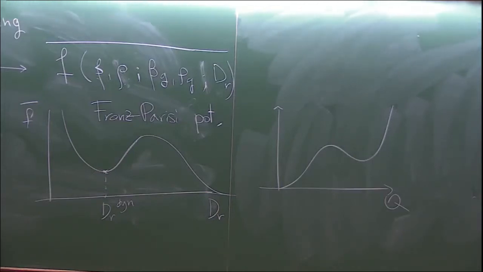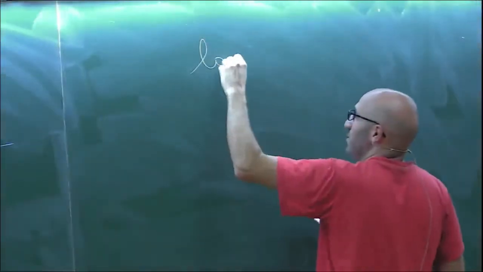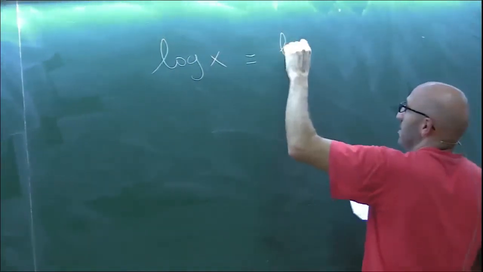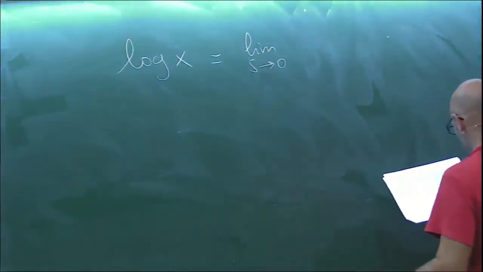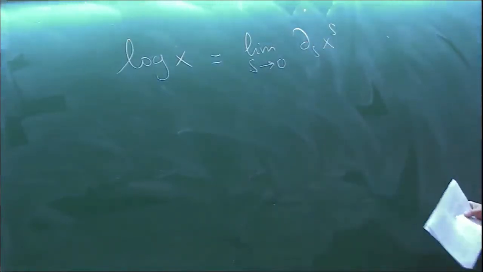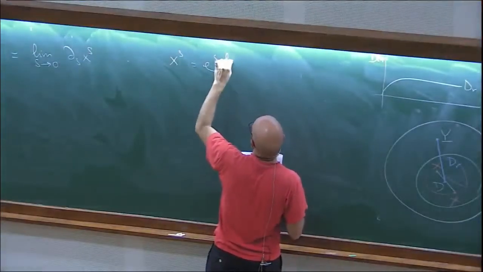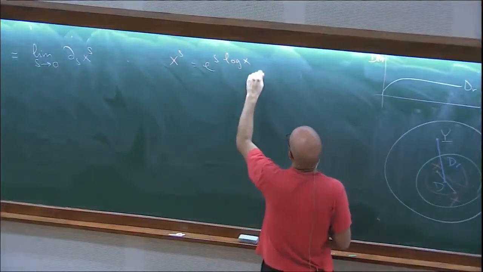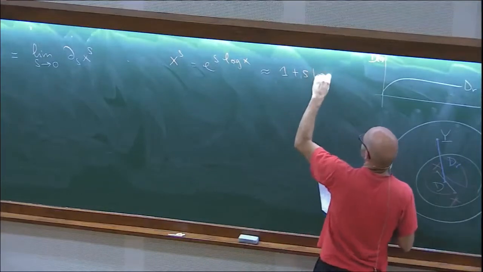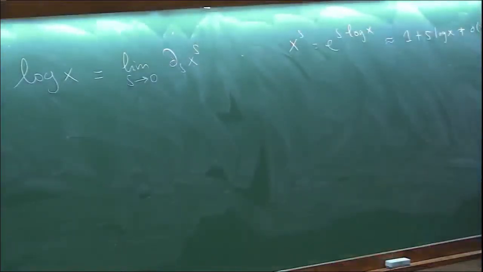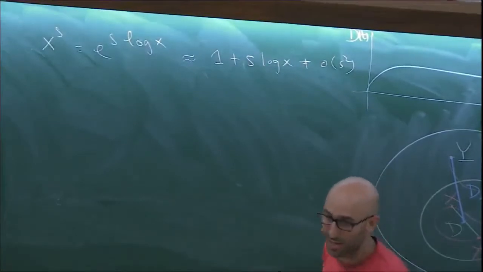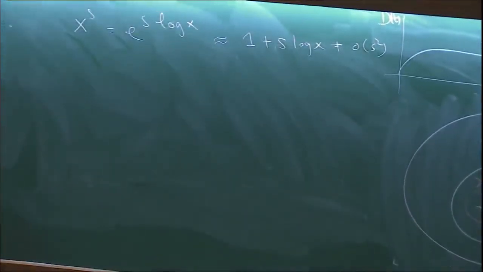I suppose that you have all seen it once, but anyway, it's very simple. You can write the log as the limit for s going to zero of the derivative with respect to s of x to the power s. X to the power s is equal to e to the s times the logarithm of x. If you expand at small s, it's 1 plus s log x plus order s squared. If you take the derivative with respect to s, you kill the 1 and get log x plus order s. Then you send s to 0 and you get log x. If x is a random variable, then the average of log x is the limit of the derivative of the average of x to the s. So that's the replica method.